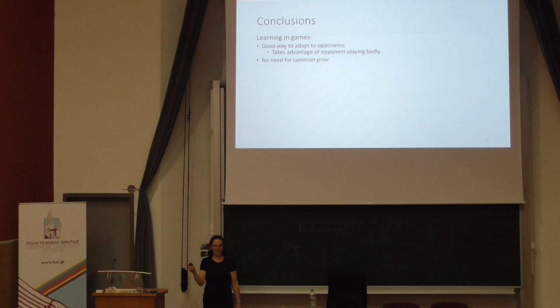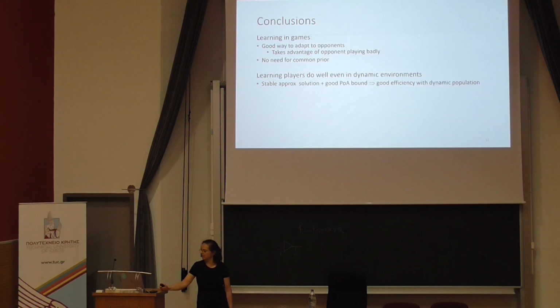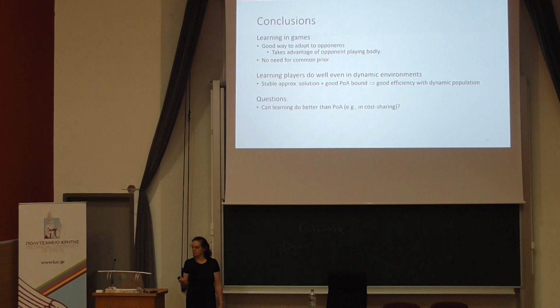I have proposals of how to set up a framework where you can somehow prove interesting things about this, that learning is good at taking advantage of the opponent, but I don't have something to show you. What we did show here is that even in a dynamic population, it can do well despite turnover, and there are some open questions left, big open questions. There are many more than this.